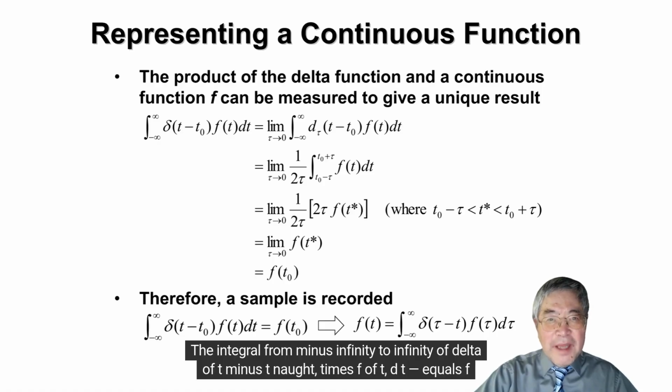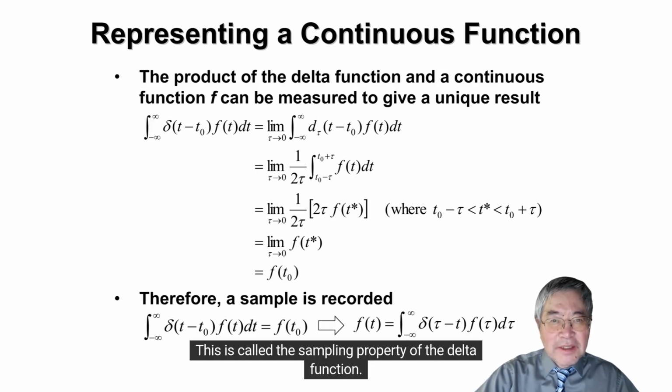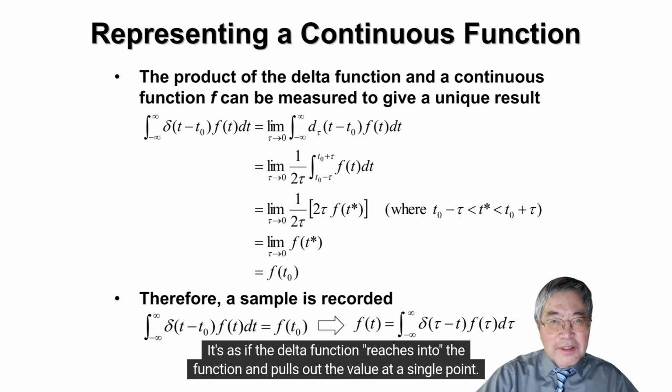The integral from minus infinity to infinity of delta of t minus t naught times f of t dt equals f of t naught. This is called the sampling property of the delta function. It's as if the delta function reaches into the function and pulls out the value at a single point.